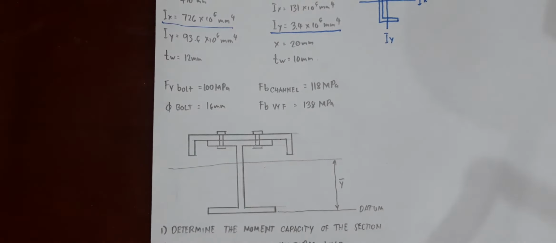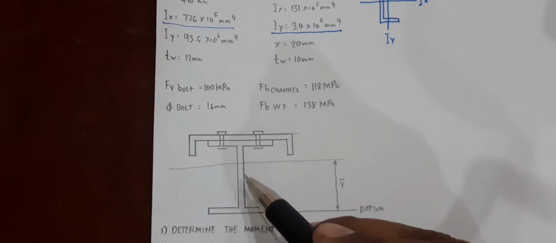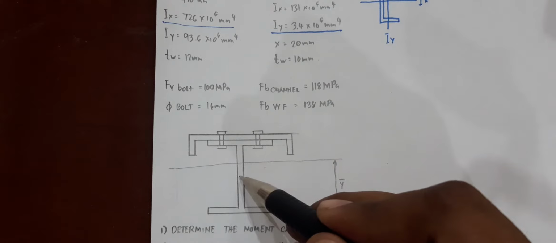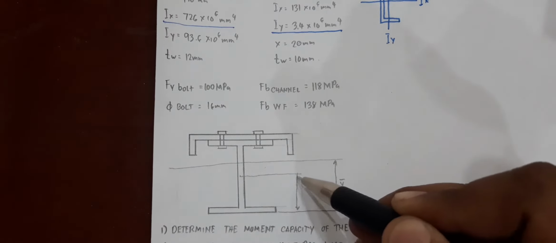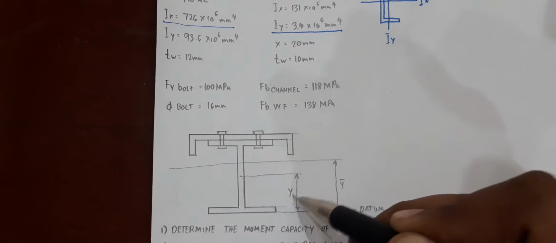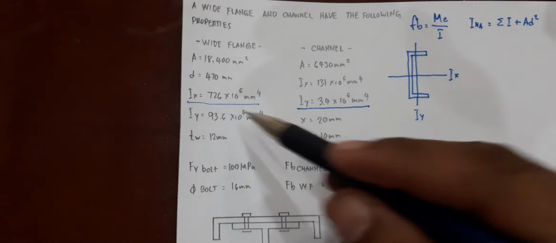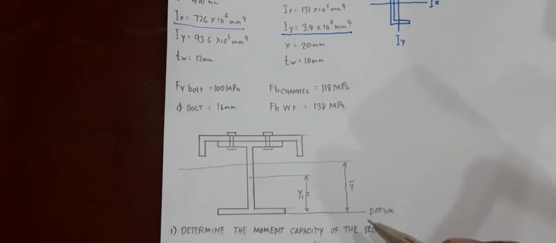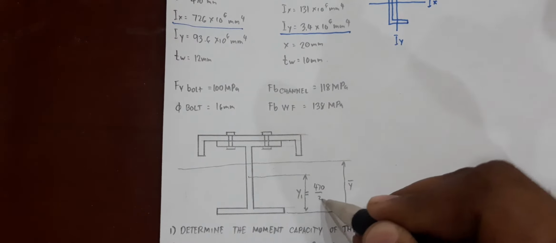Okay? Now you have here your centroid of the wide flange section. Of course, common sense will tell you that that is at the mid height. Let's denote this one as Y1, which is, we can have that one as what? Basically, that's the mid height of your wide flange. That is 470 divided by 2. 470 over 2. Okay?